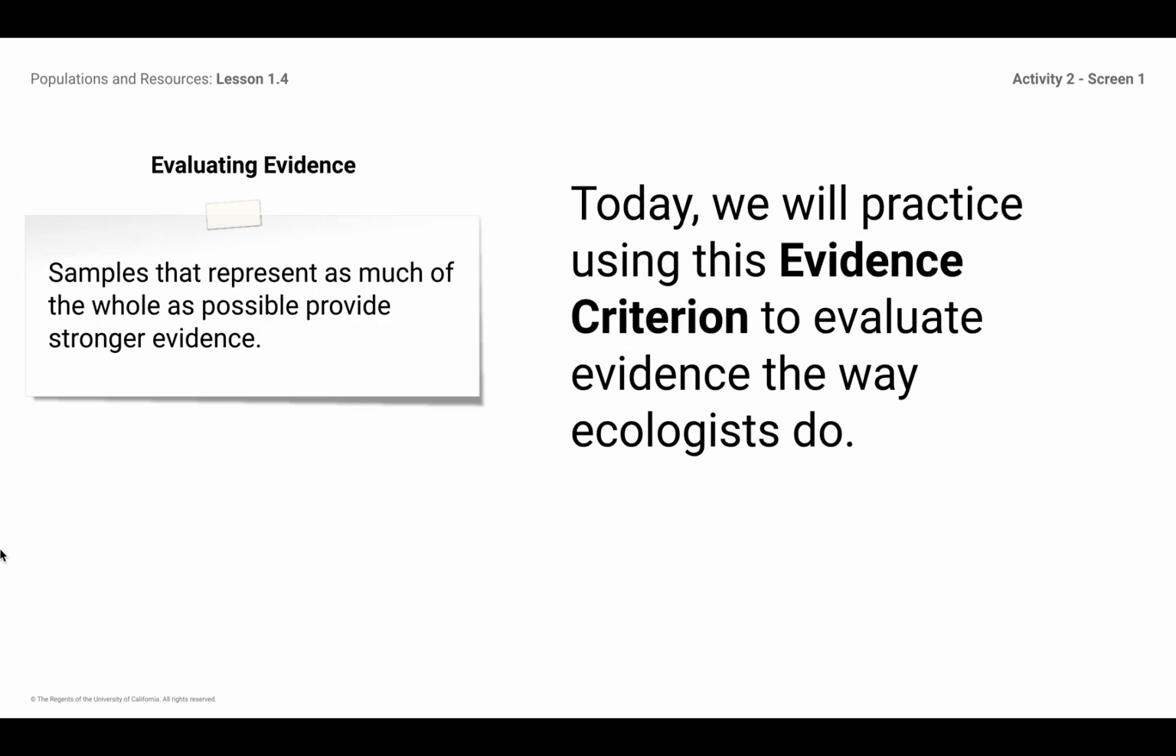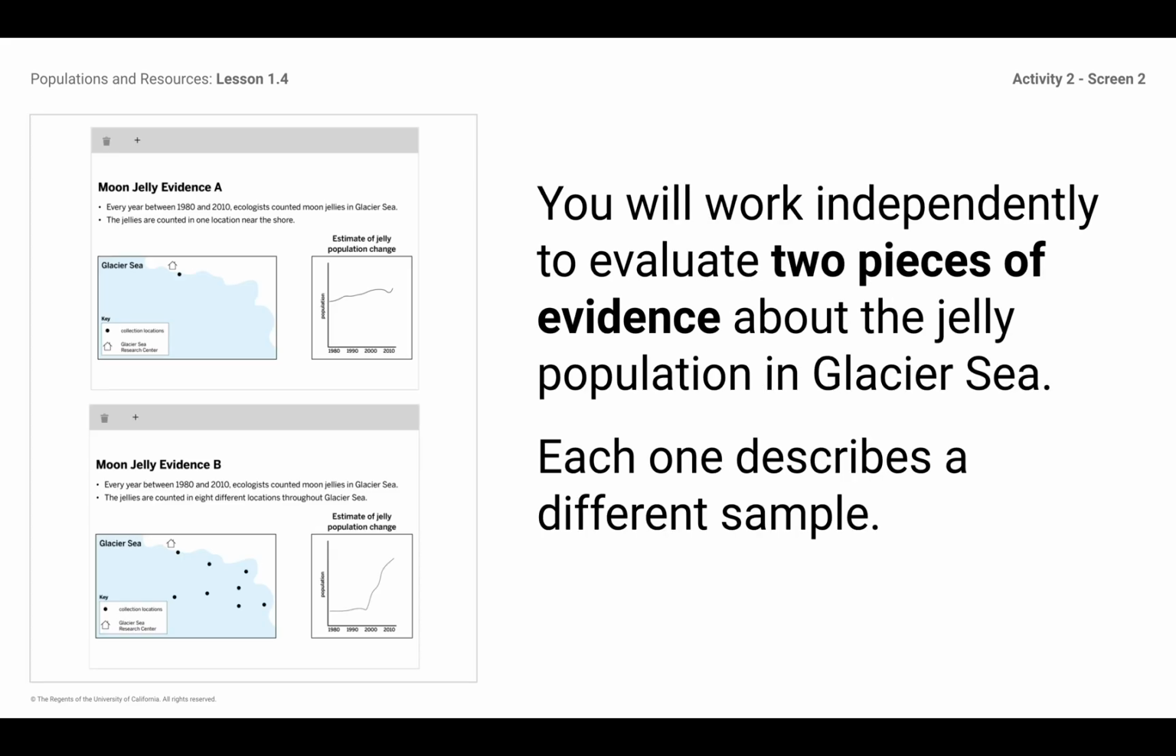So today we're going to practice using this evidence criterion to evaluate evidence the way ecologists do. This is the same evidence criterion that we've been using all year long, and it says samples that represent as much of the whole as possible provide stronger evidence. We need as much detail as possible, and samples that represent as much of the whole as possible give us the strongest piece of evidence.